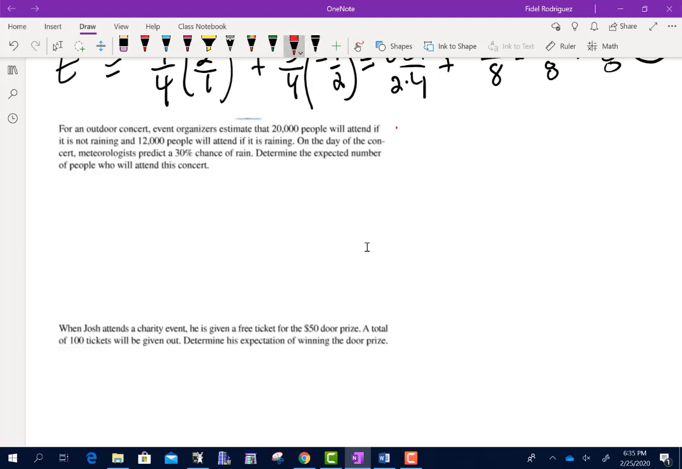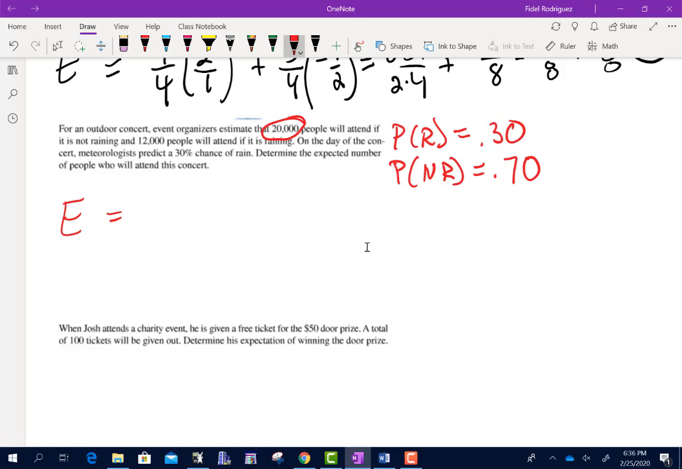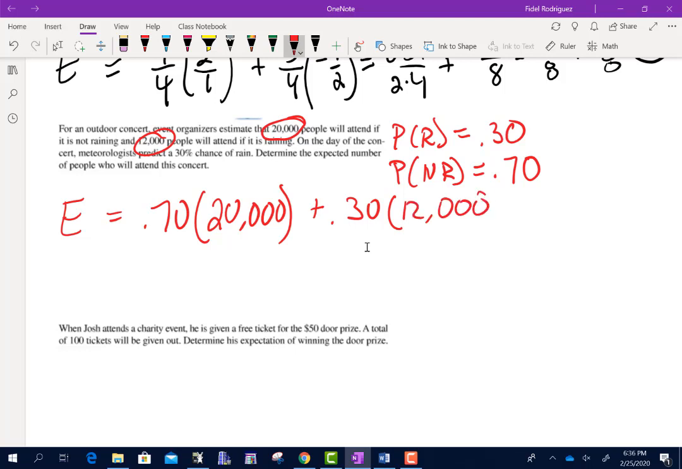All right, so we know that the probability that it's going to rain is 30%, which is 0.30. So the probability that it's not going to rain would be the complement, which is 1 minus 30%, or 70%. So now let's find our expected value. 20,000 people are going to come if it does not rain. If it does not rain, there is a 70% chance we can expect 20,000 folks. If it does rain, there's a 30% chance of that. We're only going to expect 12,000 people.